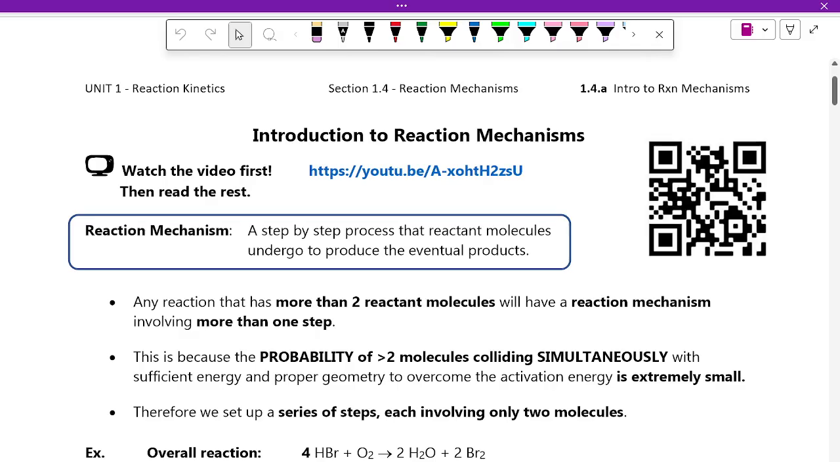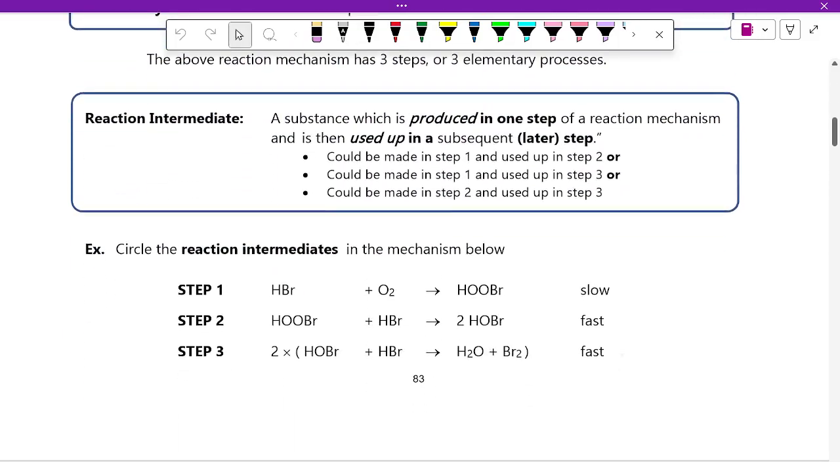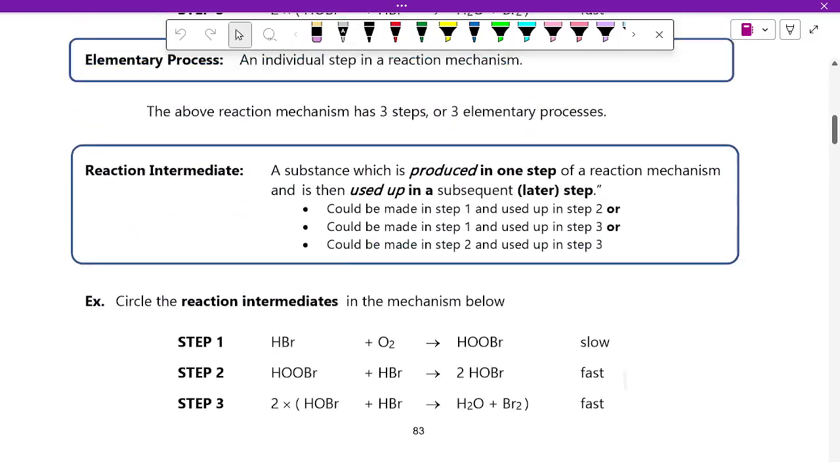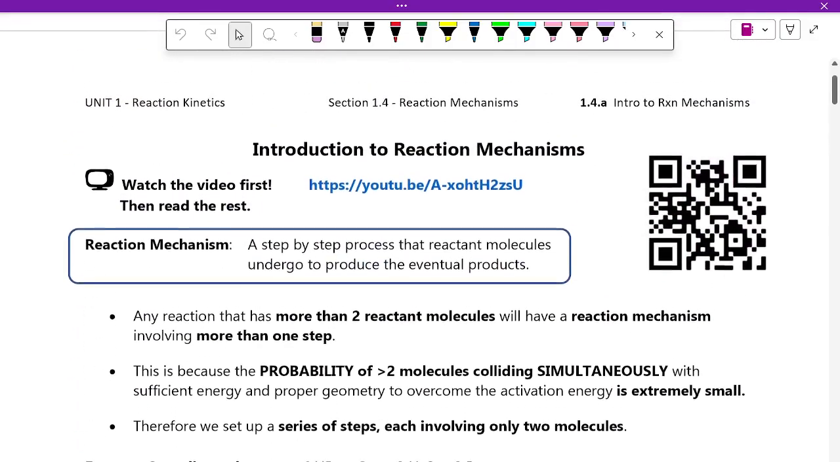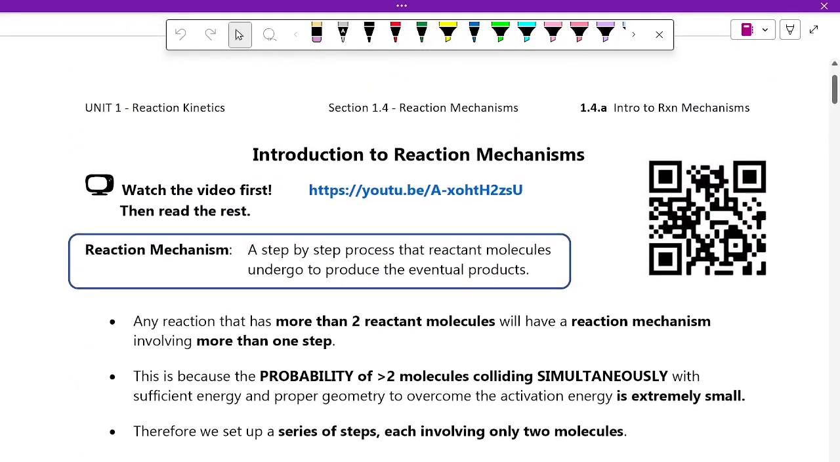Okay, so we're going to now take a look at reaction mechanisms. This is on page 83. Watch the video first. I don't think we need to watch the video. This was very often with AP, I have them do things independently. I'm like, go off and do this on the weekend, bye. We'll be moving on next day.